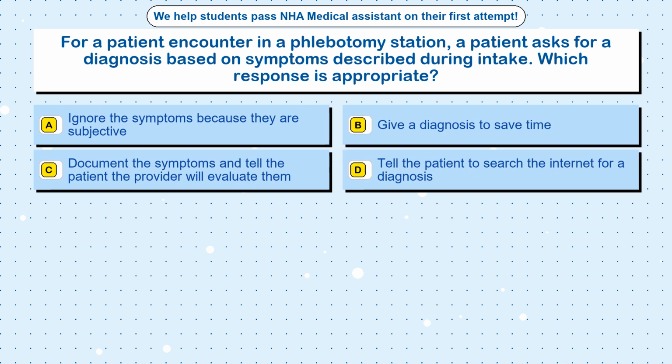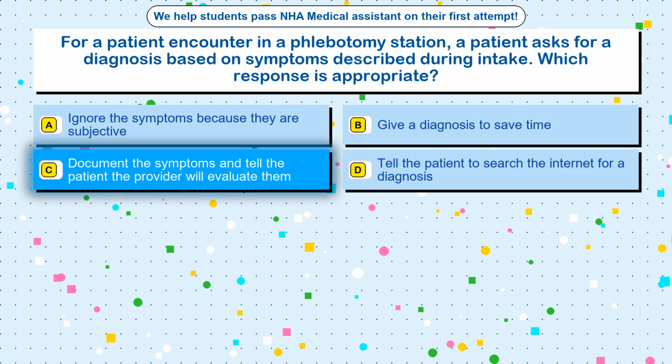Question 35. For a patient encounter in a phlebotomy station, a patient asks for a diagnosis based on symptoms described during intake. Which response is appropriate? Option A. Ignore the symptoms because they are subjective. Option B. Give a diagnosis to save time. Option C. Document the symptoms and tell the patient the provider will evaluate them. Option D. Tell the patient to search the internet for a diagnosis. The correct answer is option C.